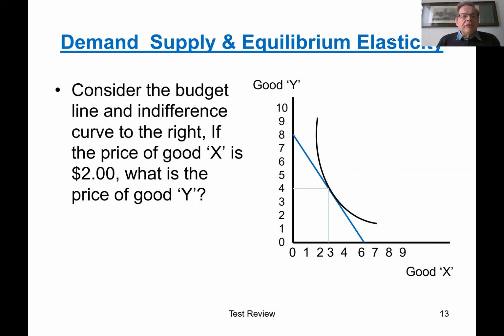Another question. Consider the budget line and indifference curve to the right. If the price of X is $2, what is the price of good Y? The point of tangency here is 3 units of good X and 4 units of good Y.